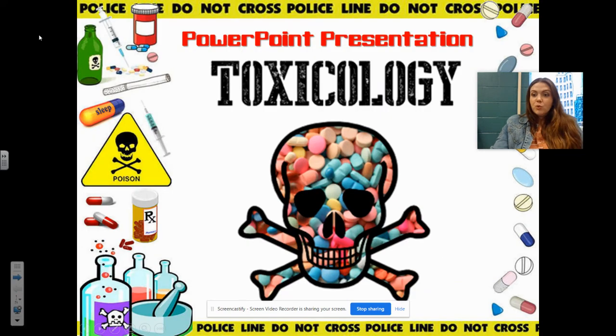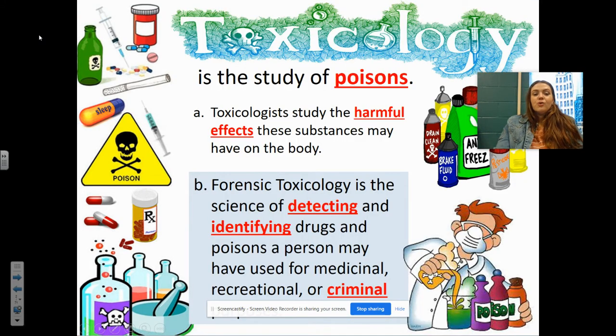All right, so toxicology, poisons, drugs. How do we test for them? That's pretty much it. How do you test for these drugs to tell if someone was killed with one of these things? Toxicology is the study of poisons. Toxicologists study the harmful effects these substances may have on the body. So how do they affect the body? How could they cause sickness or death?